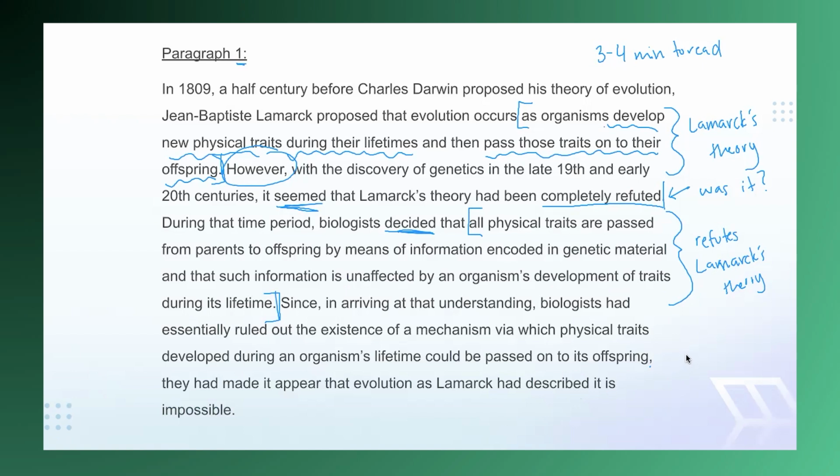Now, we may also have noticed this language, "an organism's development of traits during its lifetime," because those are words and phrases from Lamarck's theory, which we noticed earlier. And when we notice that, we may also have noticed "unaffected" right here. So this is indicating that one of the things biologists decided is that Lamarck's theory has no effect. So this aligns with the idea that it is refuting. But we already knew that from the structure of the sentence. So again, no need to dig particularly deep here. This was just bonus.